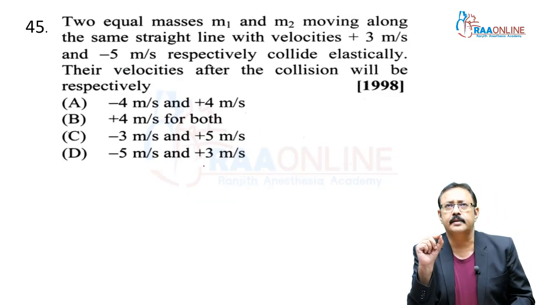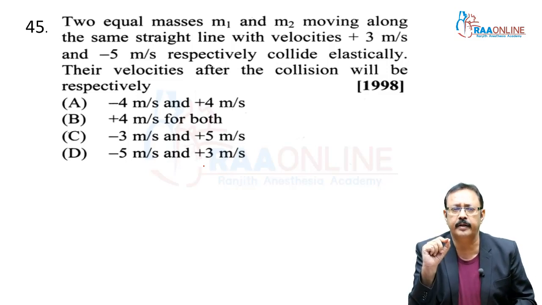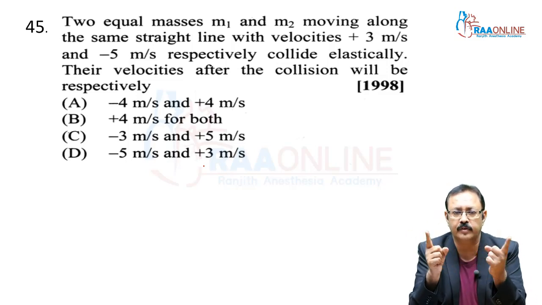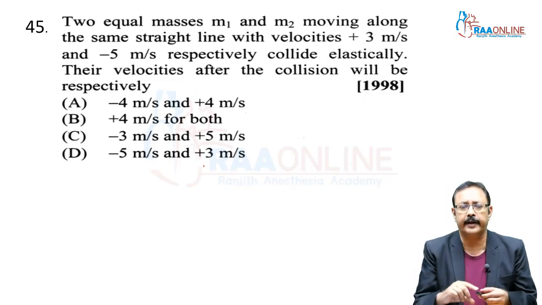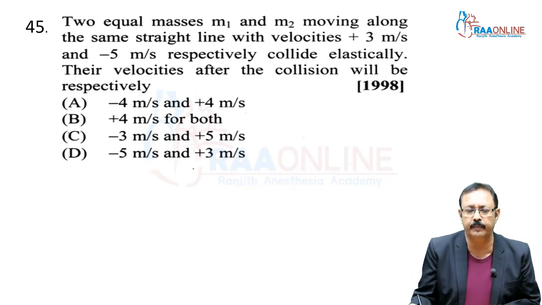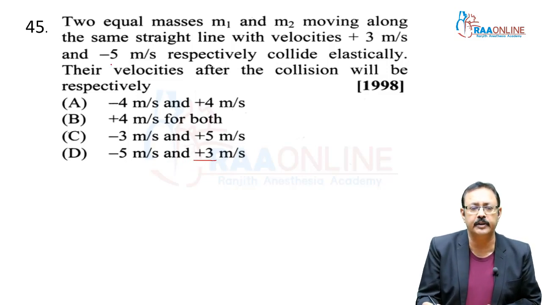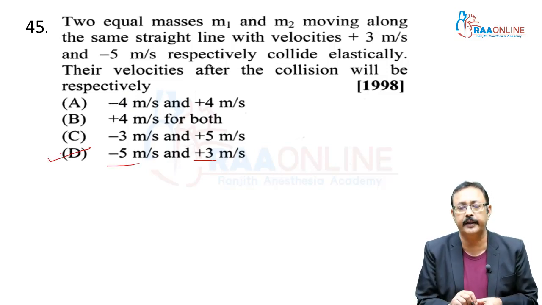Two equal masses m1 and m2 moving along the same straight line with velocity +3 and -5 collide elastically. Their velocity after the collision will be, masses were equal, so there is only exchange of velocity. First particle's velocity was 3. Now second particle's velocity should be +3. Second has -5, so first should have -5. So we are going with D.